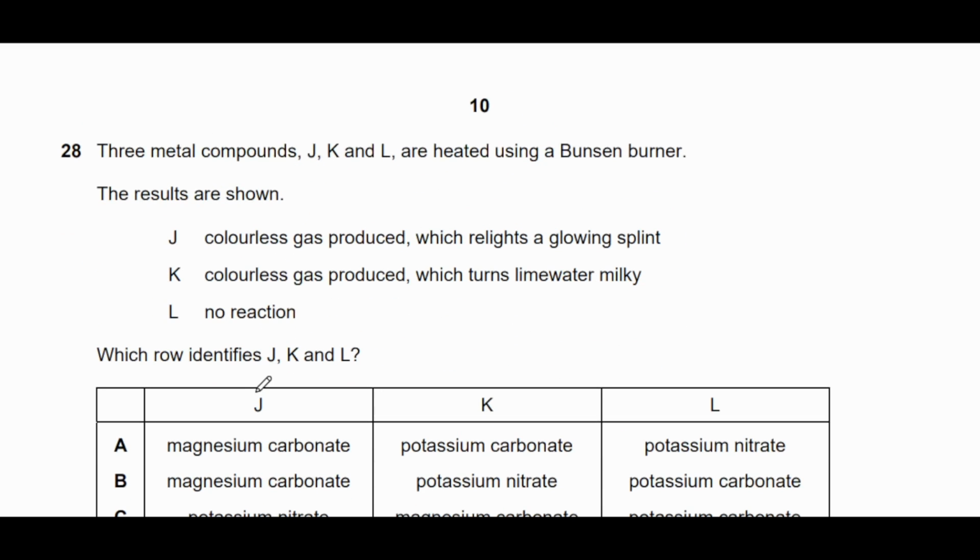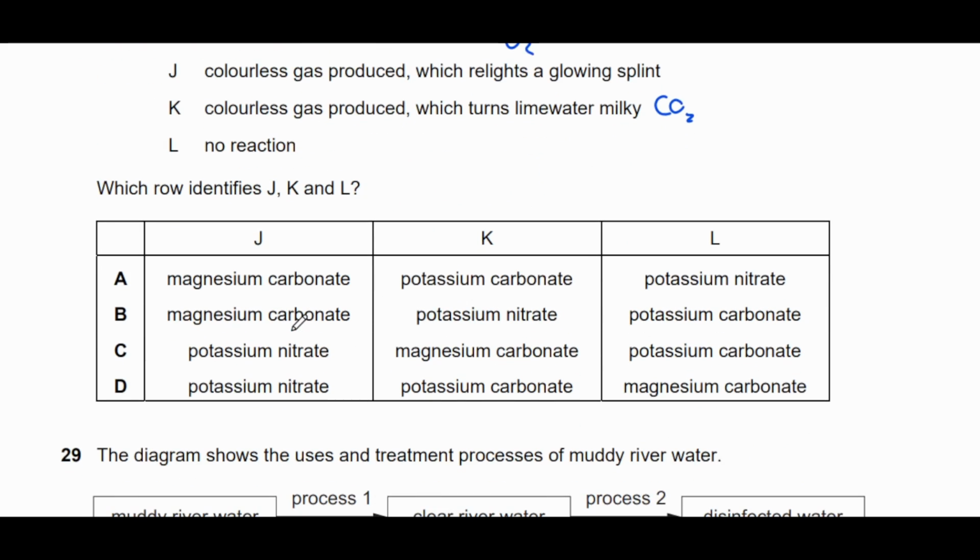Okay. 28. Three metal compounds, J, K, and L, are heated using a Bunsen burner. The results are shown. Colorless gas produced relights a glowing splint, so it's obviously oxygen. Colorless gas produced turns lime water milky. This is obviously carbon dioxide. No reaction. Okay. Which row identifies J, K, and L?